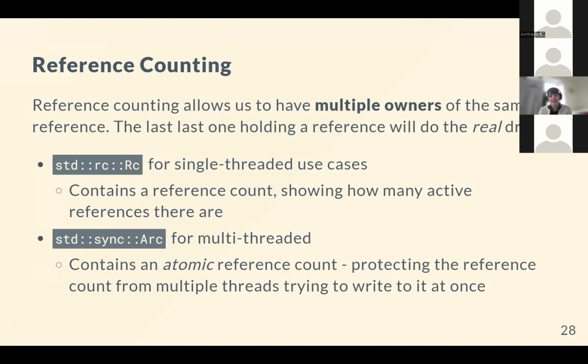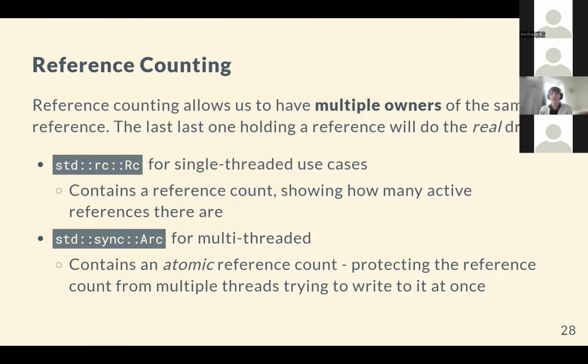So these allow you to have multiple owners of the same reference, and the last one holding a reference, when that goes out of scope, it will do the actual drop of the data. Use Rc for reference counted for single-threaded use cases, and it contains a reference count showing you how many active references there are. There's also Arc, which is atomic reference counted. So for people coming from a C++ background, shared pointers are all atomically reference counted.